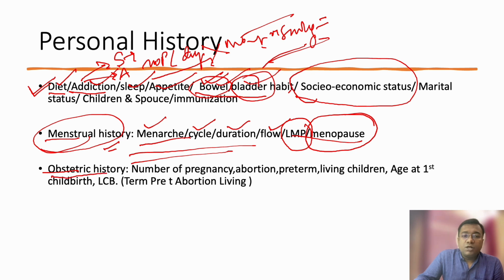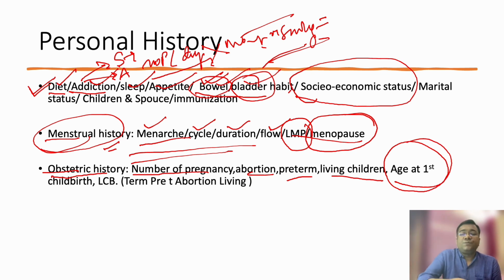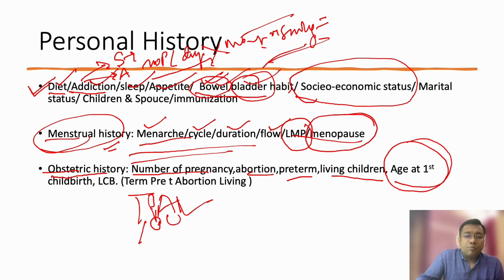Obstetric history is important. Why? Because you need to know the number of pregnancies, abortions, whether they are preterm, number of living children, and age of first childbirth. This is again important because in nulliparous patients breast carcinoma is common, and age at first childbirth is also important, because if the age is less than 20, then the risk of breast carcinoma goes down. How do you write it? You write it as TPAL: term pregnancy, preterm pregnancy, abortion, and living. That is how you write the parity of the patient.